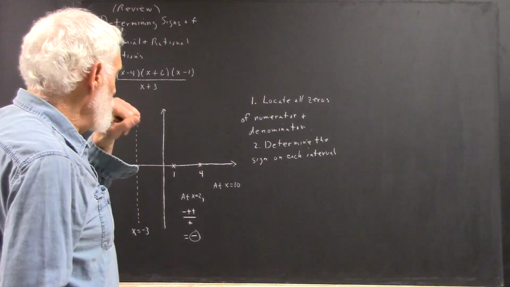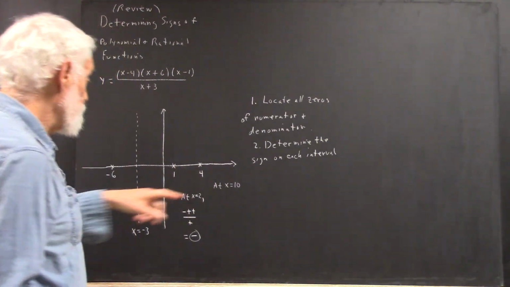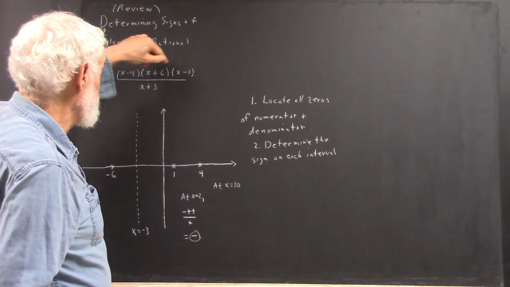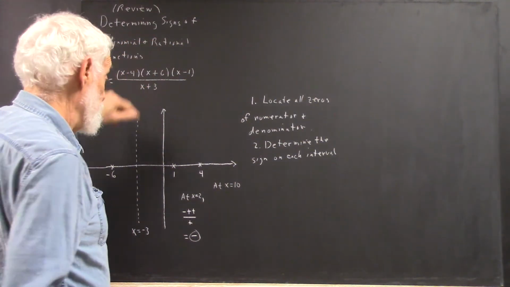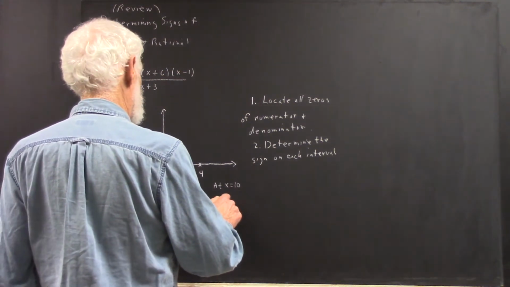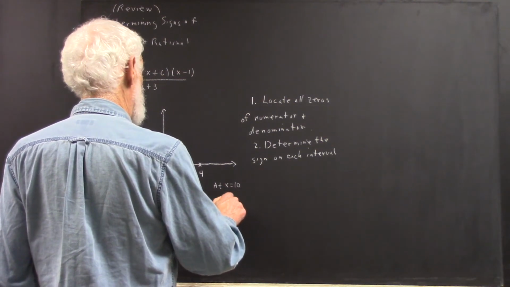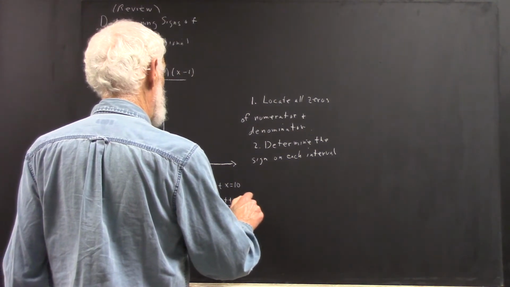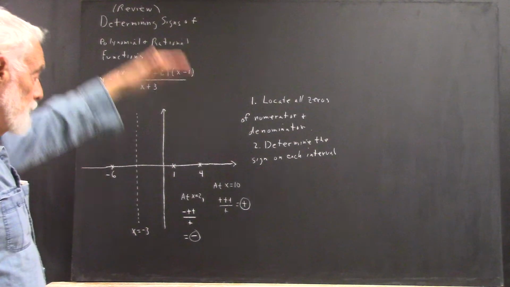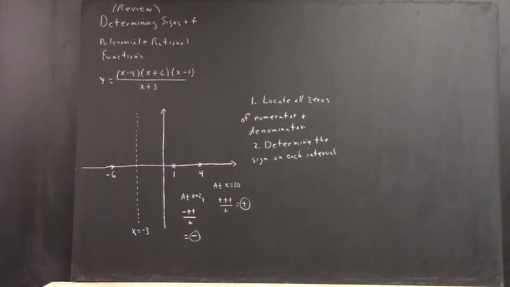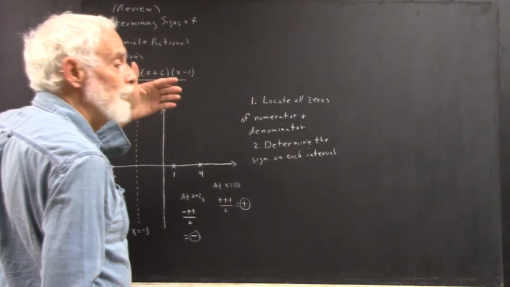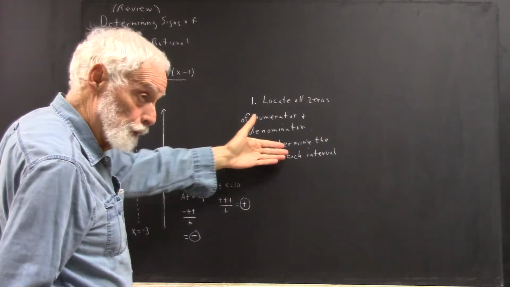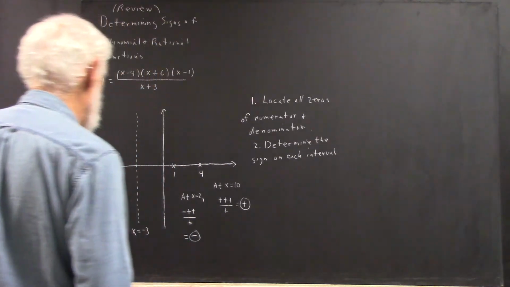10. Excuse me. At x equals 10, x minus 4 is positive, x plus 6 is positive, x minus 1 is positive, and so forth. So we have positive, positive, positive over positive, and that's positive, meaning the graph is going to be above the axis at x equals 10, and since it can't go through the axis between 4 and 10, because there are no zeros, it's going to stay above.